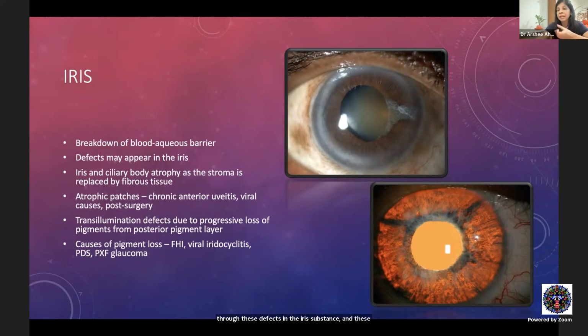So when you see them in a particular position or orientation, sometimes it gives a clue as to the diagnosis. If you see these defects in the mid periphery, maybe due to pseudoexfoliation or because of pigment dispersion syndrome in a normal eye. But these can also happen in a chronically inflamed eye or chronic uveitis, especially like Fuchs heterochromic iridocyclitis and even in viral iridocyclitis.